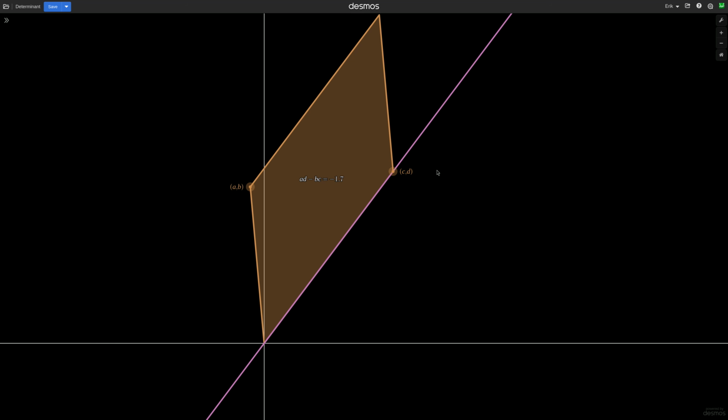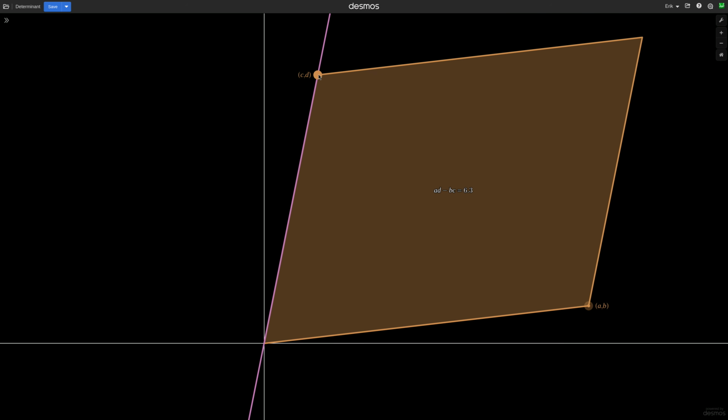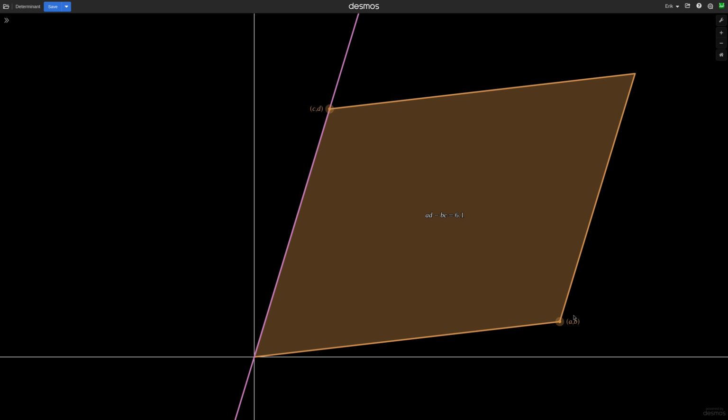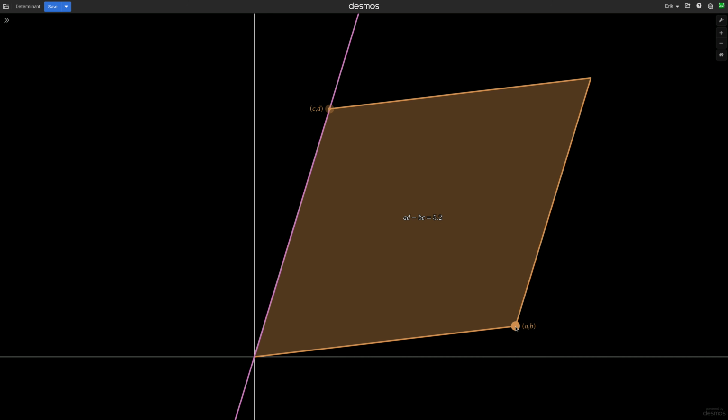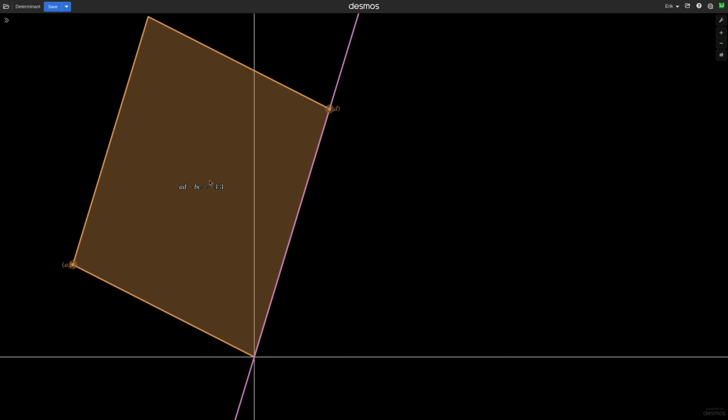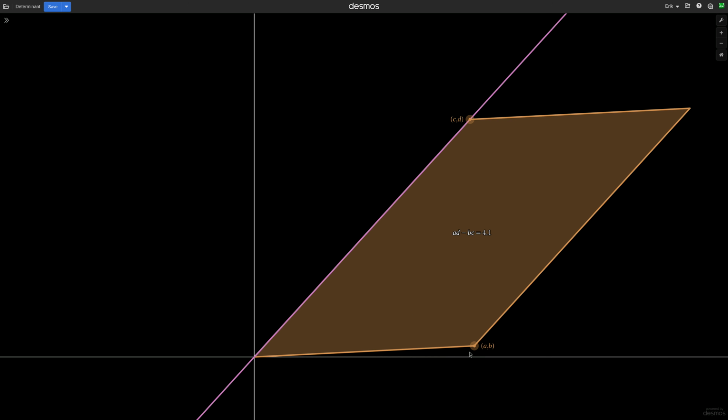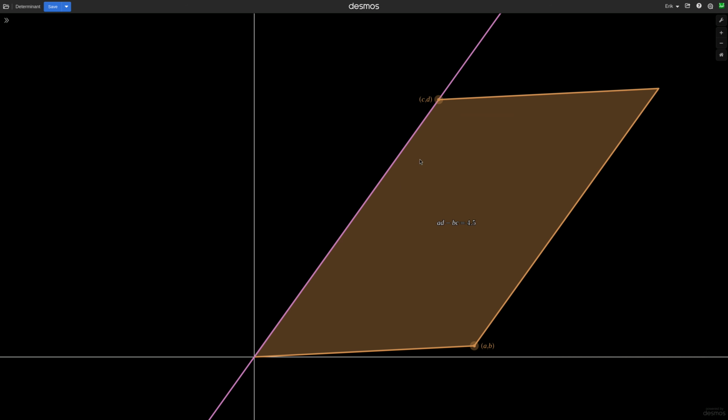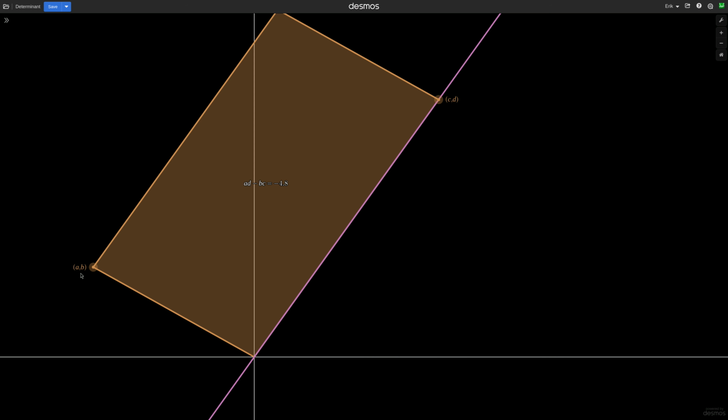And for that, we use the determinant. So here we have 2 points, A, B, and C, D. This is the origin, 0, 0. And so this 2D determinant, AD minus BC, gives us the area of this parallelogram. But it can be positive or negative, so if I move AB over here, we get a negative area. So this is also telling us which side AB is on relative to this line. If it's positive, we're on the right side. If it's negative, we're on the left side.